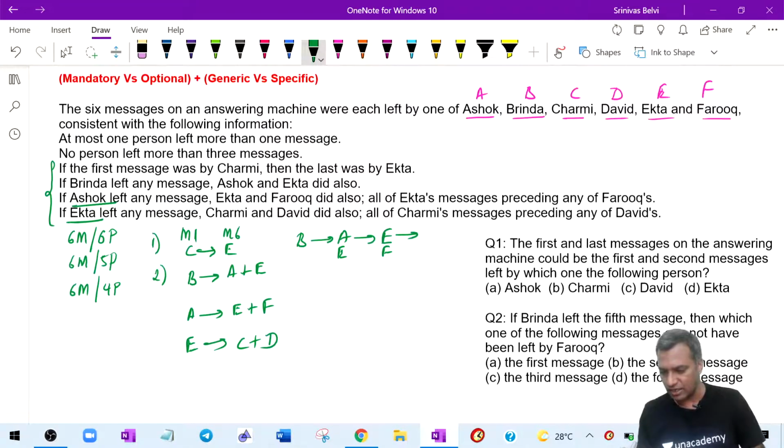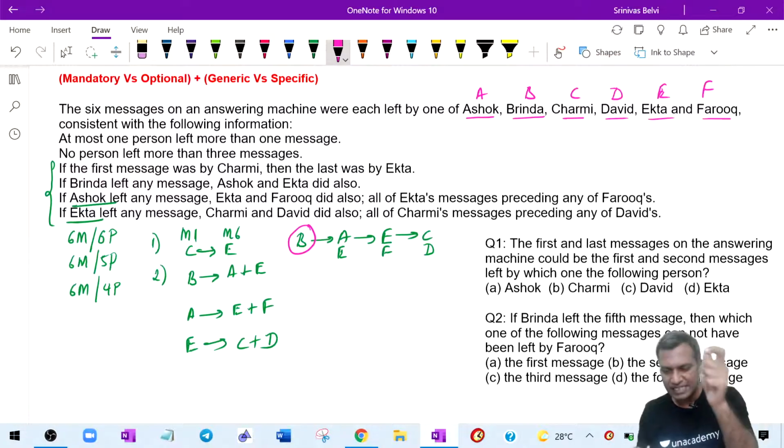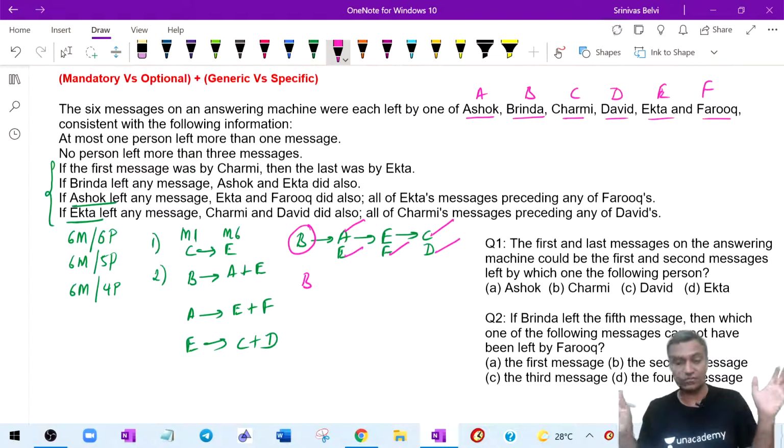Now E gets triggered and he says that C and D also will join the party, which means, listen very, very carefully. This is what I wanted to understand. That's what I mean by comprehension. What I meant is if B is triggered, which means if B sends a message, A sends a message, E sends a message, F sends a message, C sends a message, and D sends a message. Fantastic. Which means that if B is sending a message, all the remaining 5 people send the message. There is no choice in the matter.